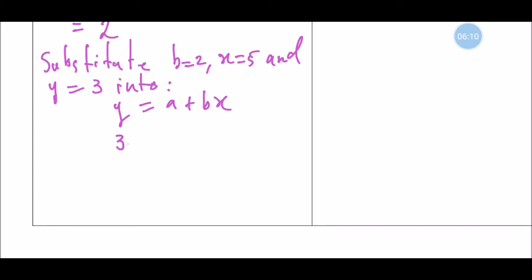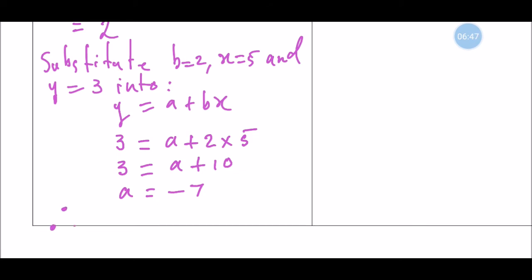Y is 3, so we get 3 equals a plus b times x. Well, b is 2 and x is 5, so 2 times 5. That becomes 3 equals a plus 10. And now to get a on its own, we need to subtract 10 from both sides of this equation. All right, so 3 minus 10 gives us an a value of -7.